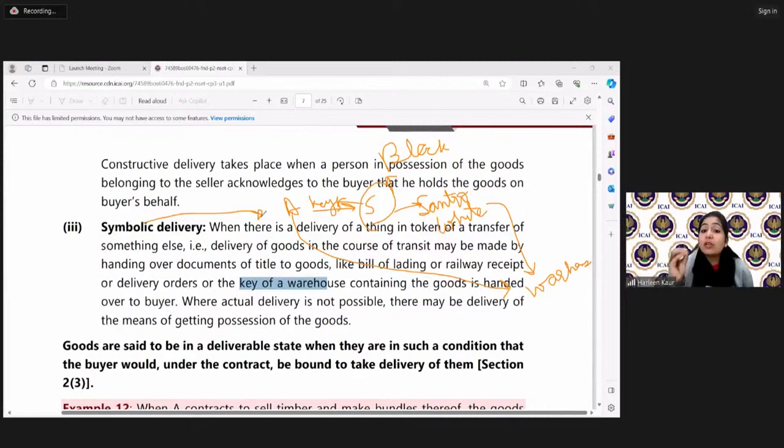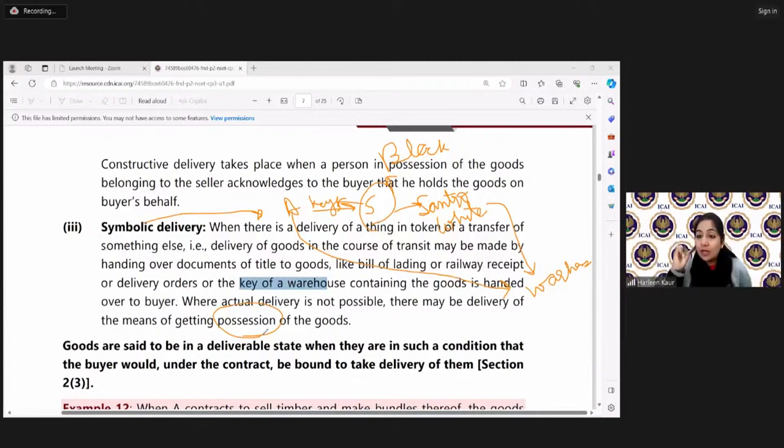The guy came to your house, he delivered the car and he gave you the keys. Once he has given you the keys of the warehouse where the goods are lying, or the keys of the car where the goods are lying, symbolic delivery has taken place. That means you're getting the possession of the goods. Aapko goods de diye gaye, aapko physically nahi diye gaye, but aapko kuch aisa kar diya gaya jisse goods aapke haath mein aa gaye.